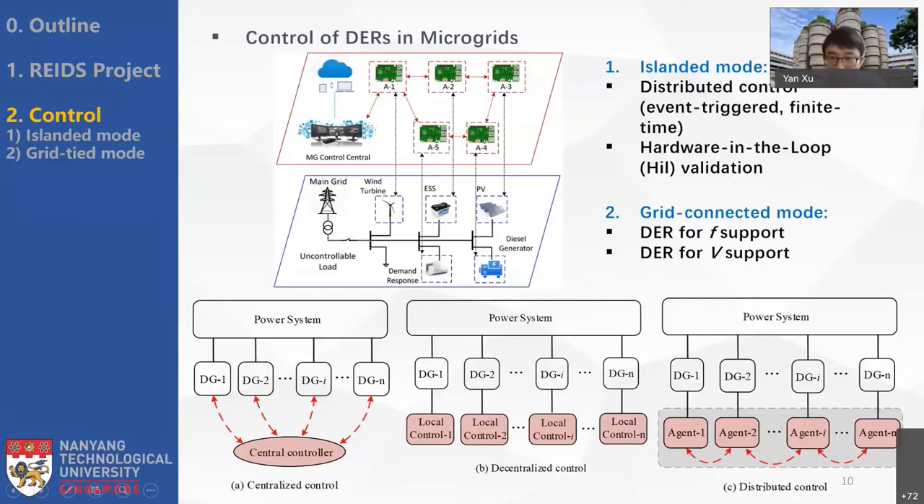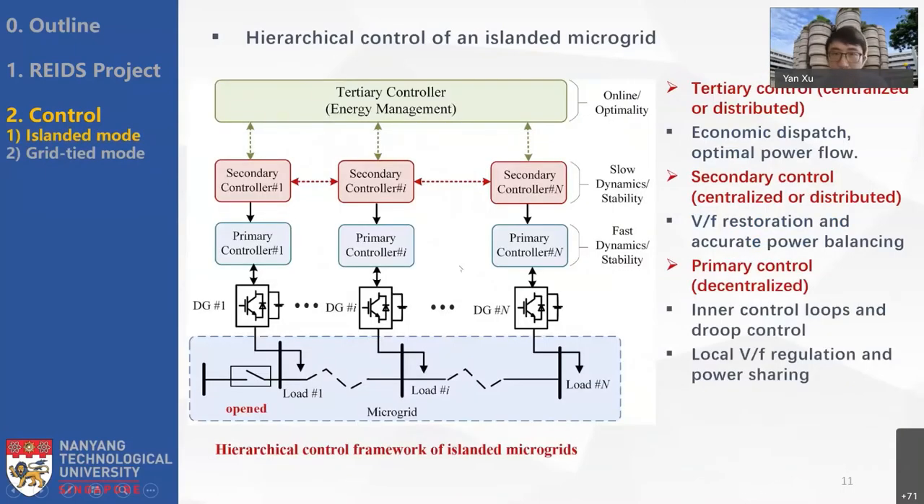But today I'm going to talk more about distributed control, which means that there is not a centralized controller, and different control nodes just communicate with each other through neighboring-to-neighboring communication. And generally speaking, the microgrid control follows a hierarchical manner.